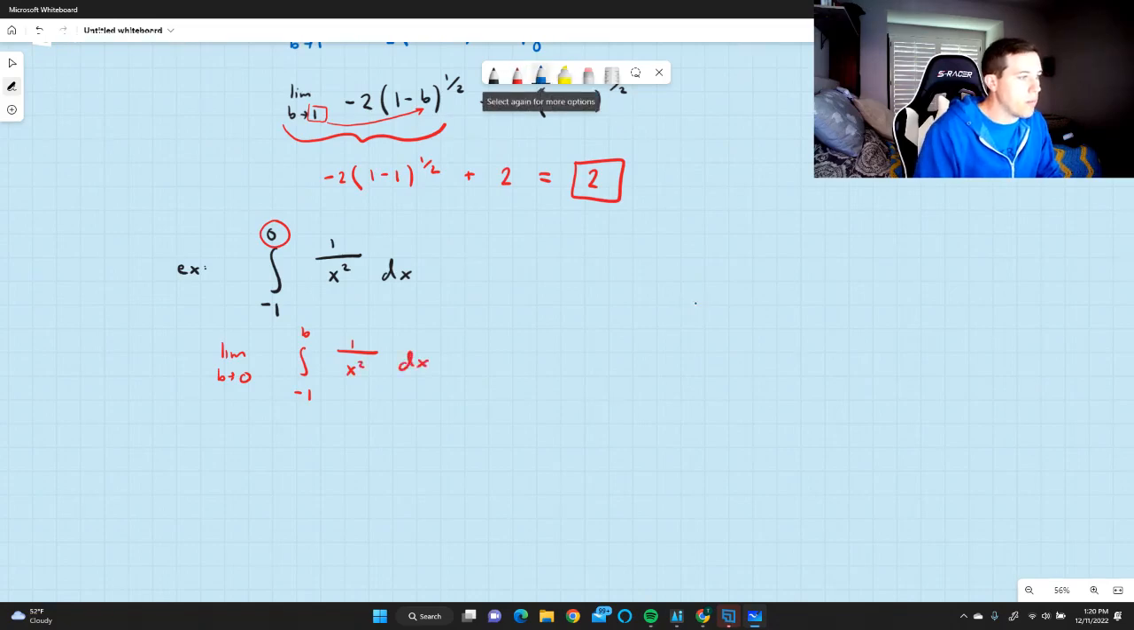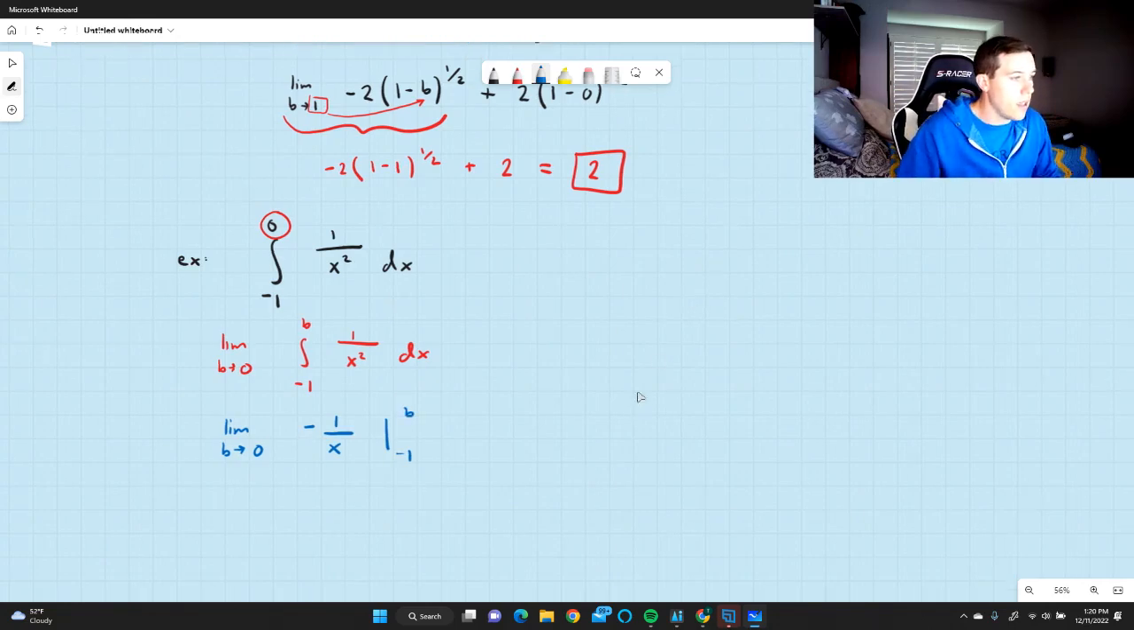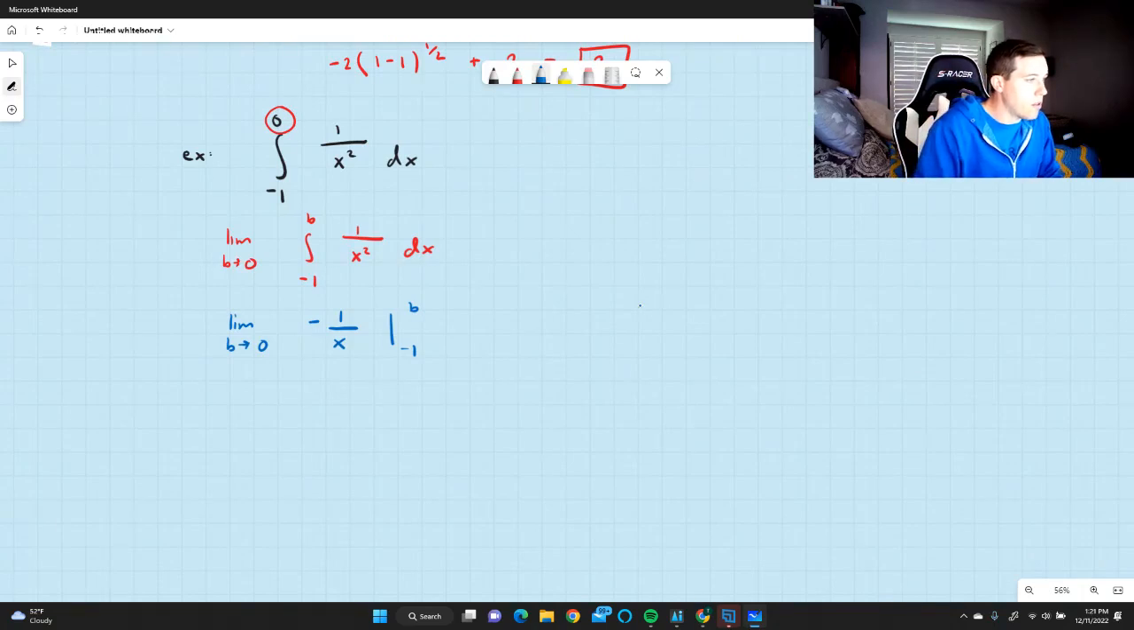As you go through the problem, do not lose the limit until you take the limit. So the antiderivative of 1 over x squared is -1 over x, evaluated from -1 to b. And then we plug in our bounds, keeping the limit still. -1 over b plus 1 over 1. And then we evaluate this limit right here. In the last problem, we were able to evaluate the limit. We got a number. But what about in this case?